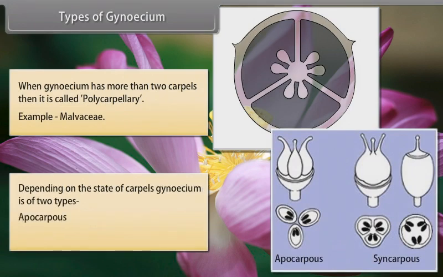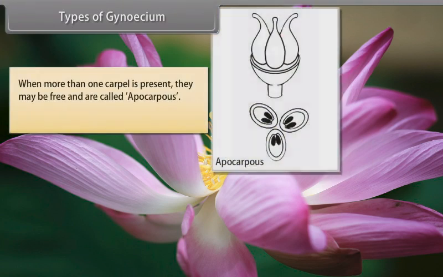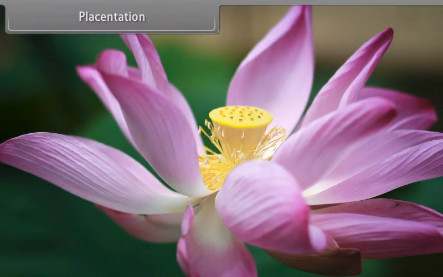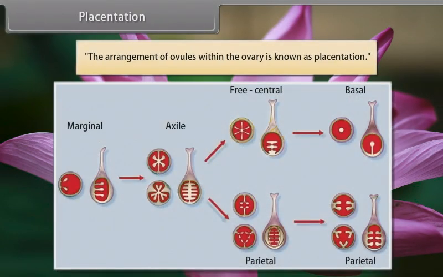apocarpous, syncarpous. When more than one carpel is present, they may be free and are called apocarpous. Example: lotus and rose. When carpels are fused, they are termed syncarpous. Example: mustard and tomato. Placentation. The arrangement of ovules within the ovary is known as placentation.